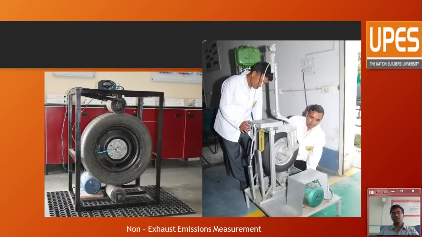This is non-exhaust emission measurements. The wear, when the tire is getting worn out. In a whole country, there are a number of vehicles, and non-exhaust emission means when the tire is getting worn out, it creates emission into the atmosphere from that worn-out tire. If four wheels are there in the vehicle, we can imagine how much emission there is. We can measure that non-exhaust emission here through the tires and that setup.